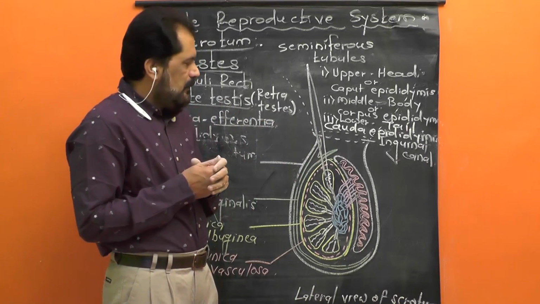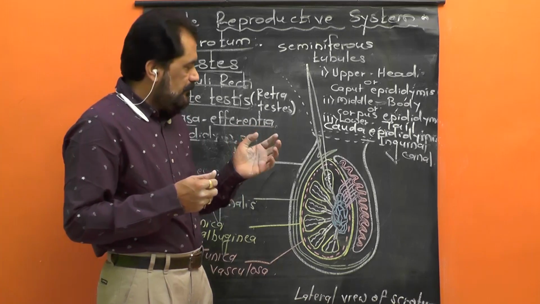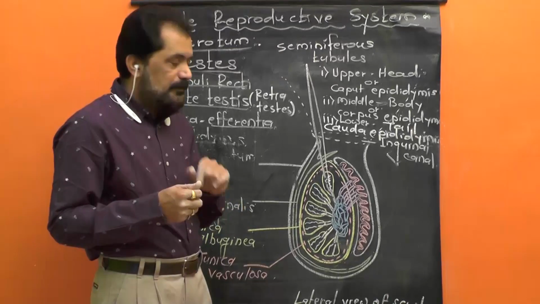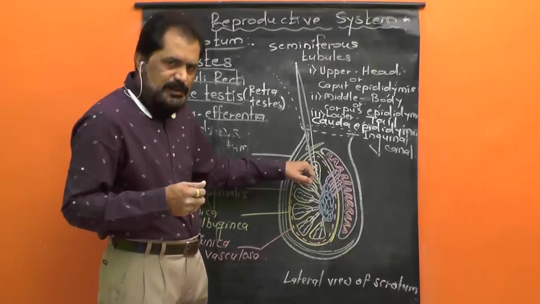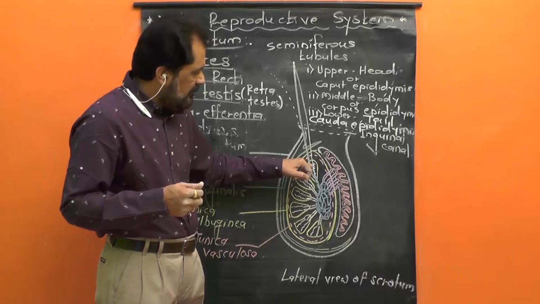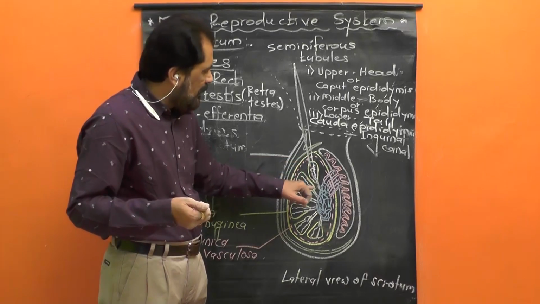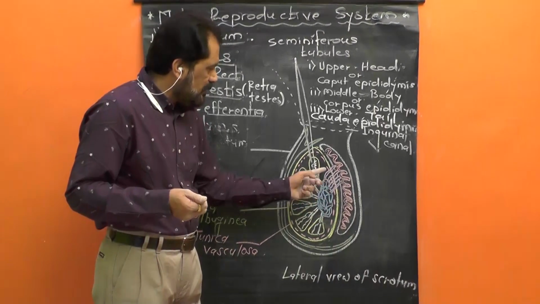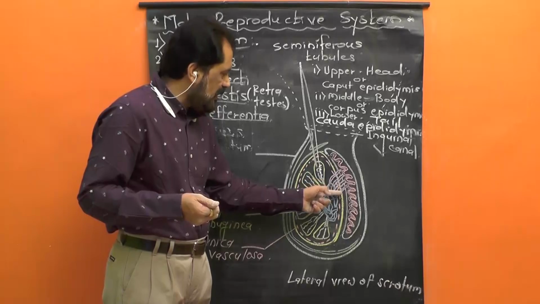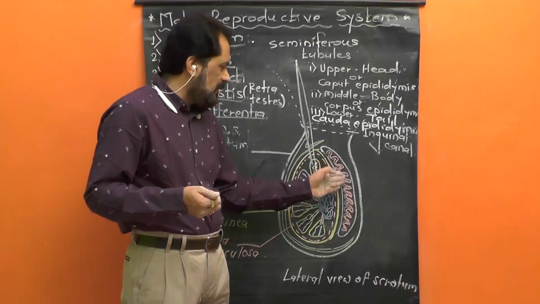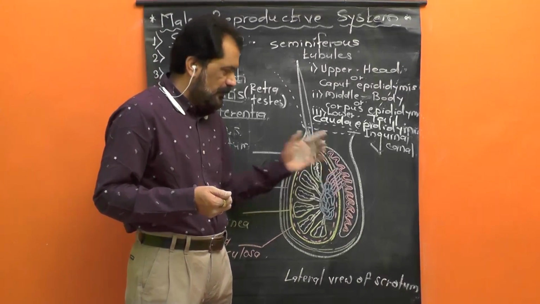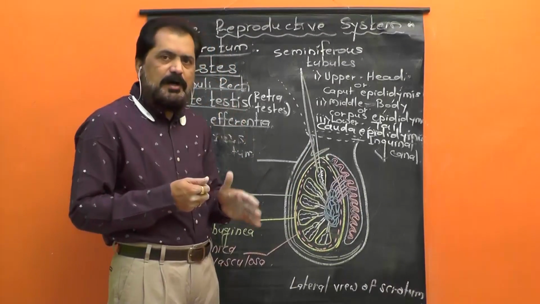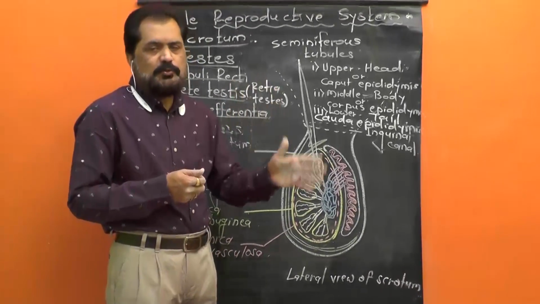First of all, when the sperms get transferred into the epididymis, you know that sperms are produced in seminiferous tubules. From seminiferous tubules, they get transferred via Tubuli Recti into the Rete Testis. From Rete Testis via Vasa Efferentia, the sperms get transferred into the epididymis, head part of epididymis. In this head part of epididymis, the sperms undergo physiological maturation.